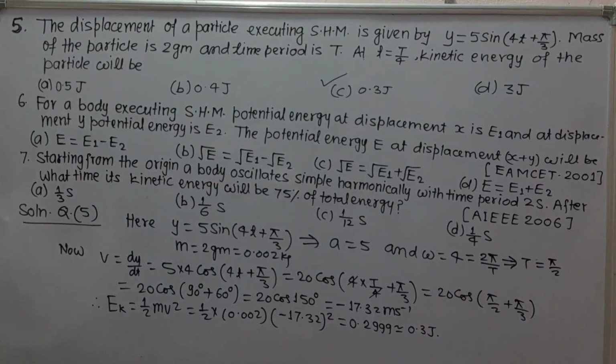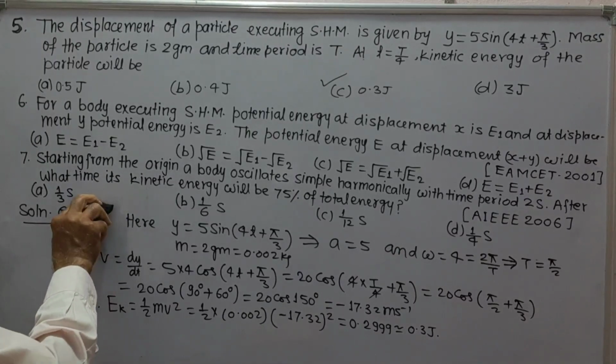Next question number 6. The question is, for a body executing simple harmonic motion, potential energy at displacement x is E1 and at displacement y potential energy is E2. Then the potential energy E at displacement x plus y will be. Now solution to question 6.